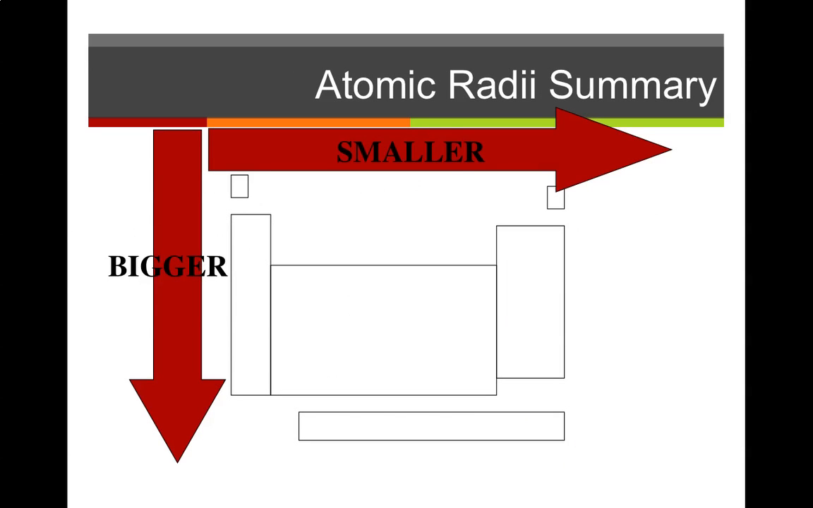So here's a little summary for you. Got our periodic table there. We're getting smaller as we go left to right, bigger as we go top to bottom.